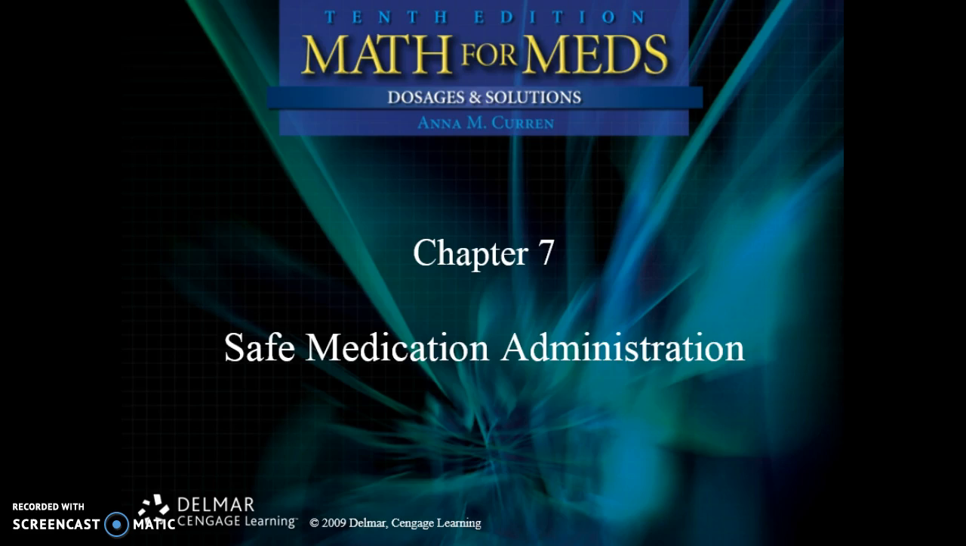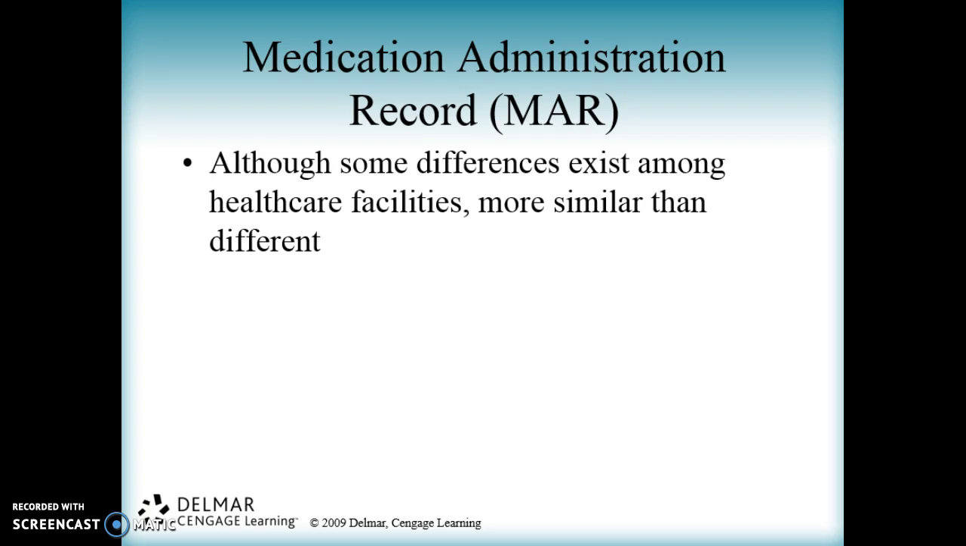This week we're covering chapter 7, which is all about safe medication administration. What you're really going to be focusing on this week is what we call an MAR. An MAR is the abbreviation for the Medication Administration Record. They're going to talk to you in this chapter a little bit about the similarities and differences. But basically, most MARs look very, very similar and have a lot of the same characteristics. So that's what we're going to really focus on.